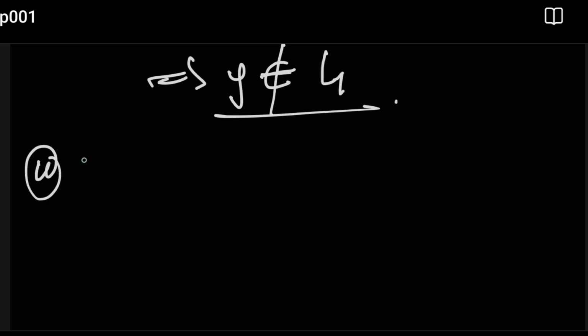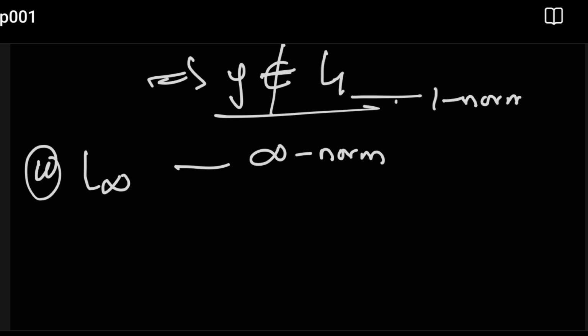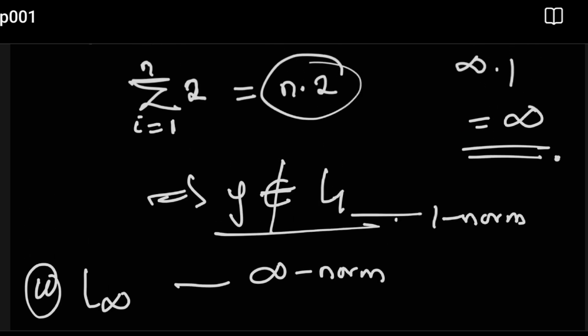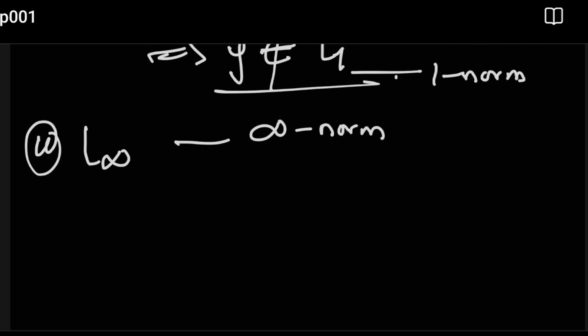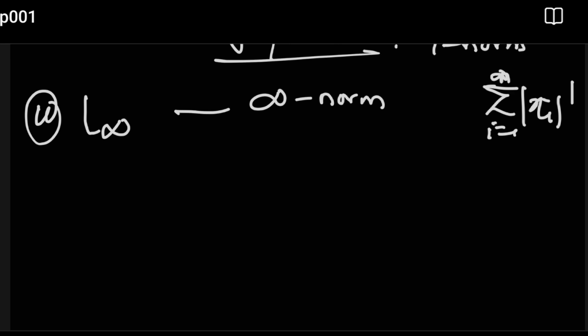Alright, so the second one will be L infinity. This is just like the infinity norm, right? This is the infinity norm, and this is the 1 norm, just like we did. The 1 norm is just like what I've done, right? So if it is the 2 norm, then you have 2 here, right? Then you can have n here, whatever. All right, so this is the infinity norm.